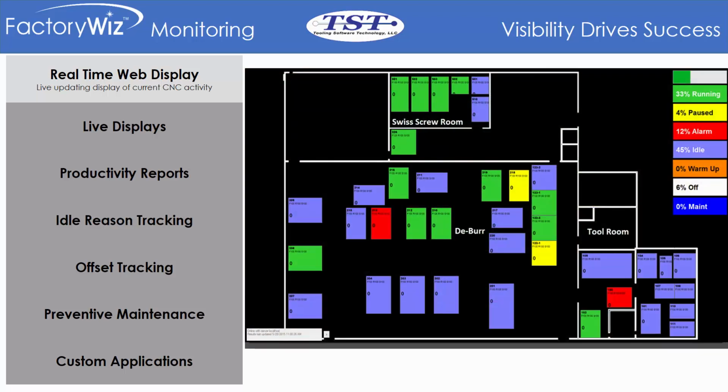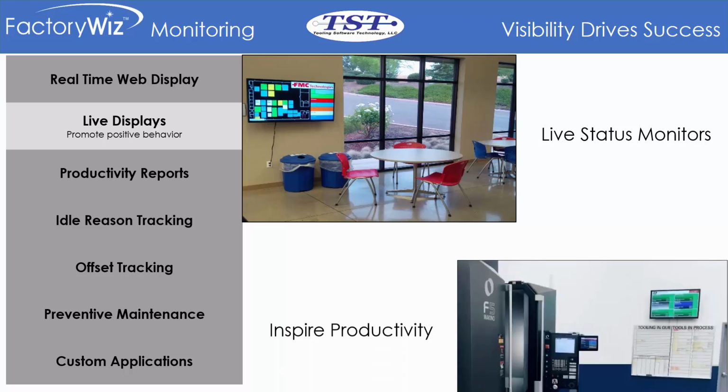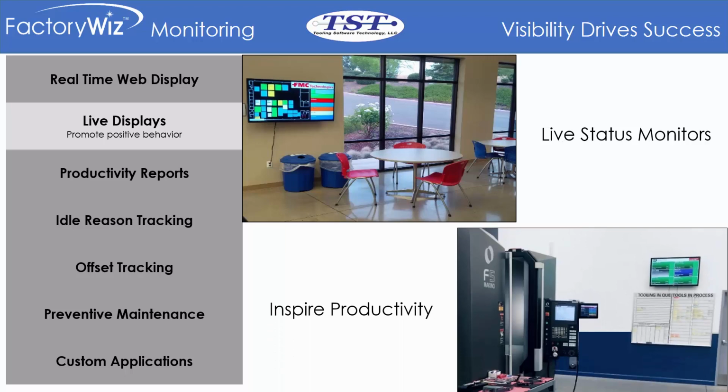The web display also shows a map view, showing your entire map for a shop floor layout. This also continues to show you the same status changes as far as how many are running, paused, alarm, or even idle states. The live displays are non-interactive dashboards that can be placed throughout the shop. This promotes positive behavior, allowing you to constantly see the status of the machines that are running. This inspires productivity through the entire shop.